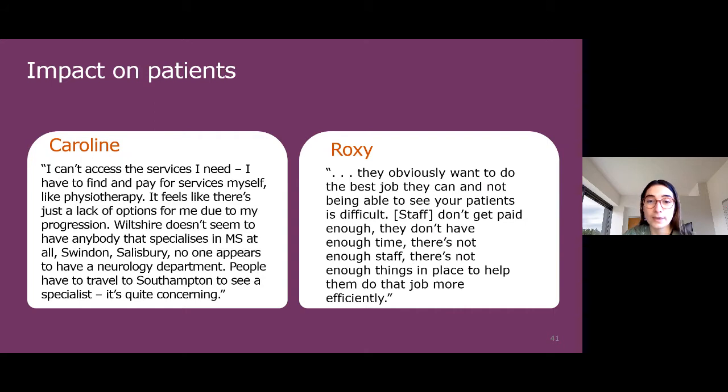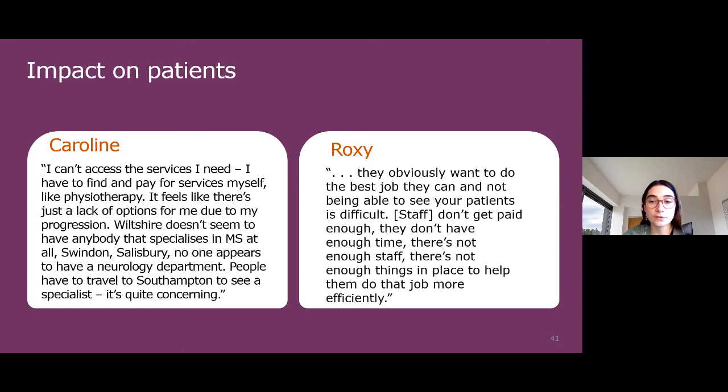And this is just something we hear an awful lot of, unsurprisingly. The final quote here is from Roxy, also living with MS, and she's had a lot of difficulty speaking to professionals that she needs support from. "They obviously want to do the best job they can, and not being able to see your patients is difficult. Staff don't get paid enough, they don't have enough time, there's not enough staff, and there's not enough things in place to help them do that job more efficiently."